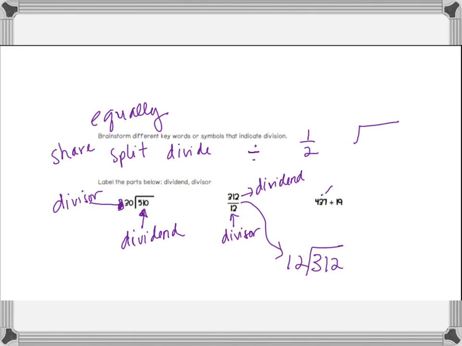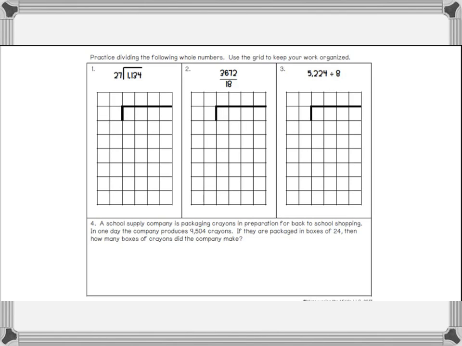In this next model, this is our dividend. This is our divisor. So the first number is the number that goes in the house. The second number is the one that goes outside. So let's review some division. So we're going to have 1,134 divided by 27. We have these boxes here to help us stay organized.